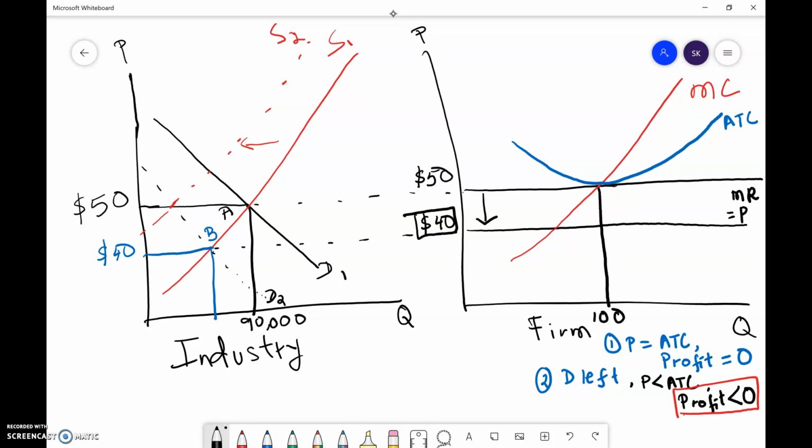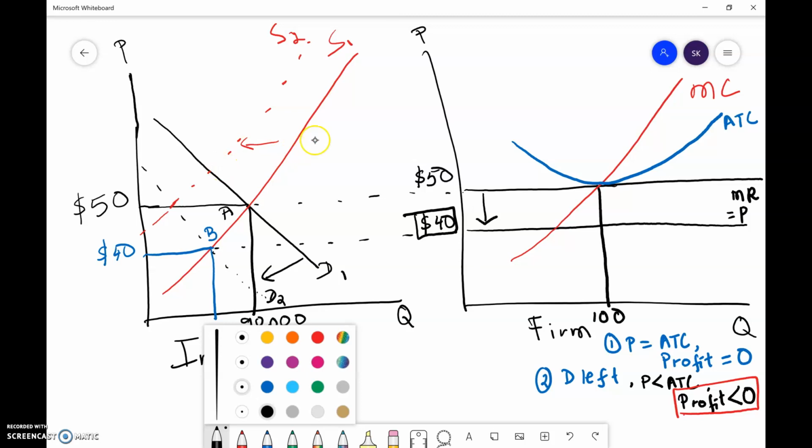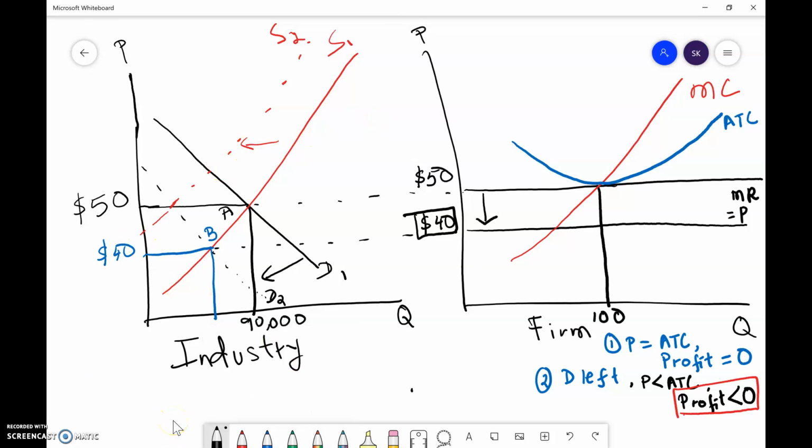Looks like a demand curve shift is followed by a supply curve shift, and we end up with our final equilibrium point, which is point C, and the price is again back to $50. So I can write here the price goes back up to $50. This happened because following the demand curve shift and profit going down, the supply curve also shifted to the left.